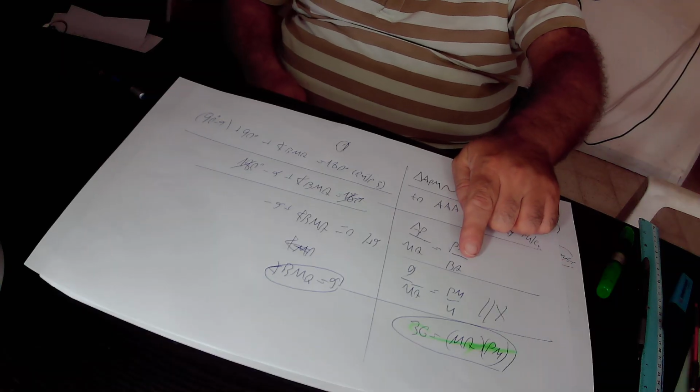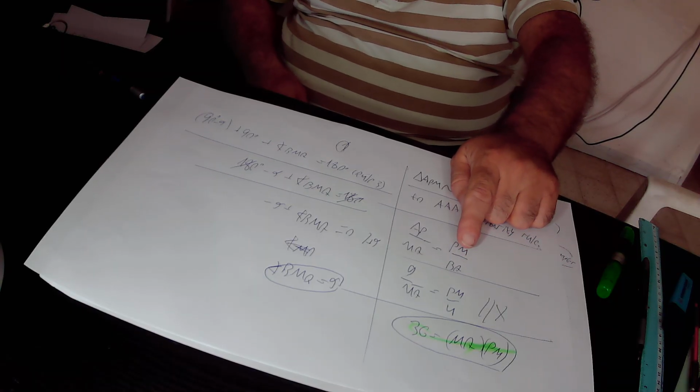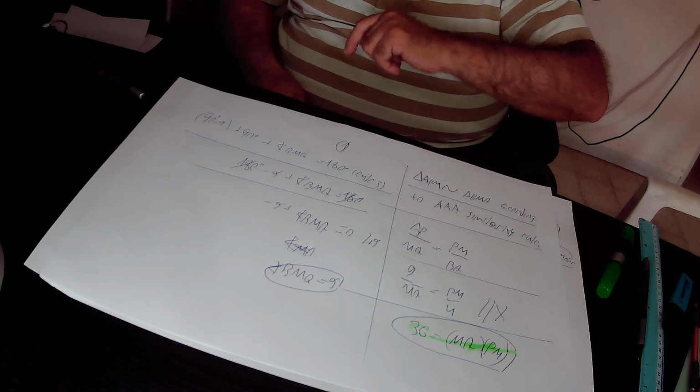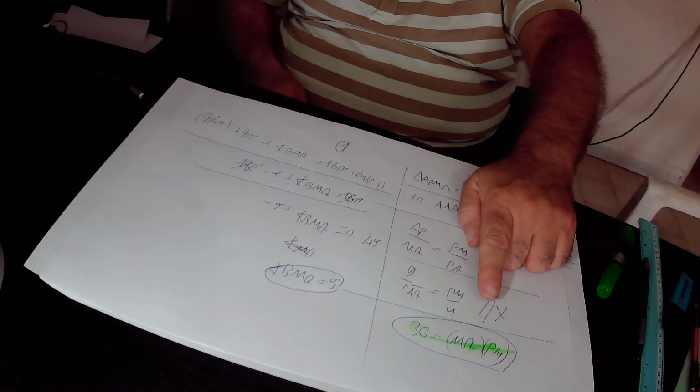Here we cross multiply this equation and find out that MQ times PM equals 9 times 4, that is 36. So 36 equals MQ times PM.